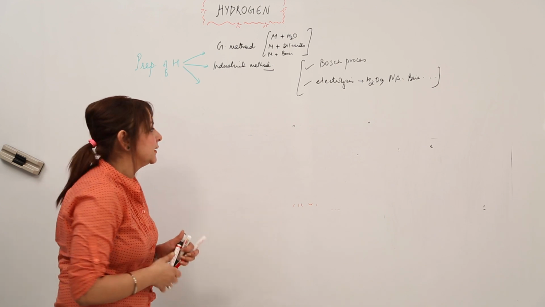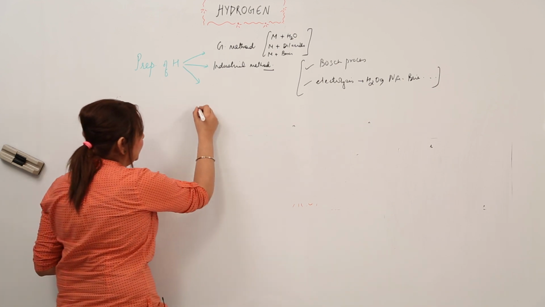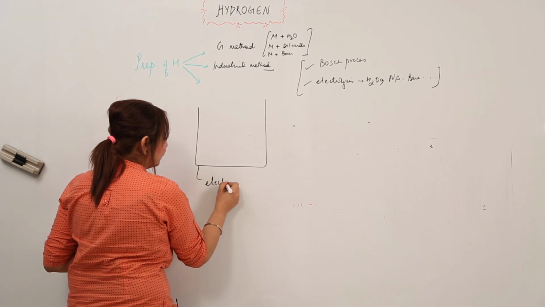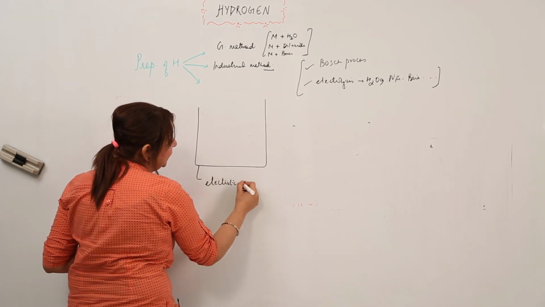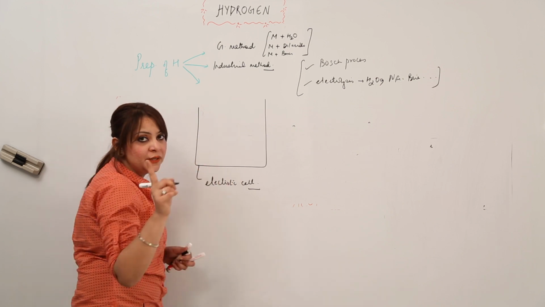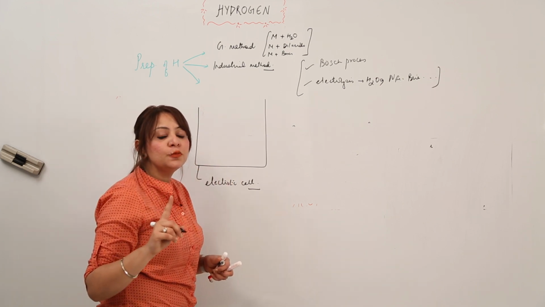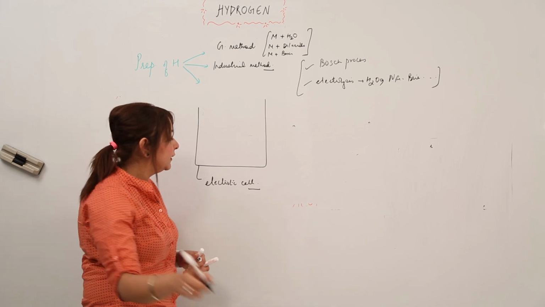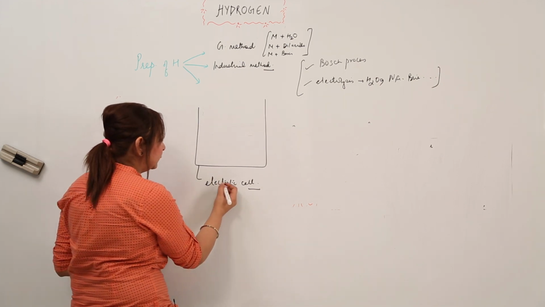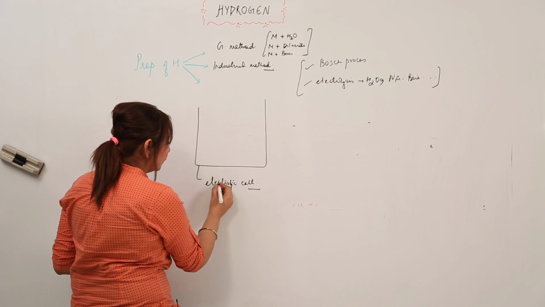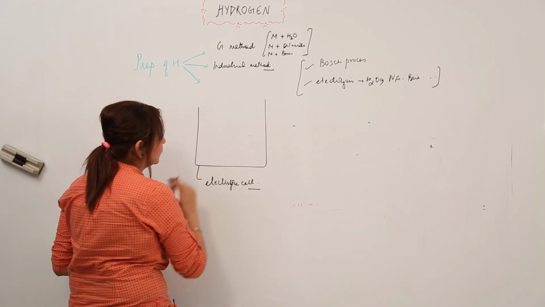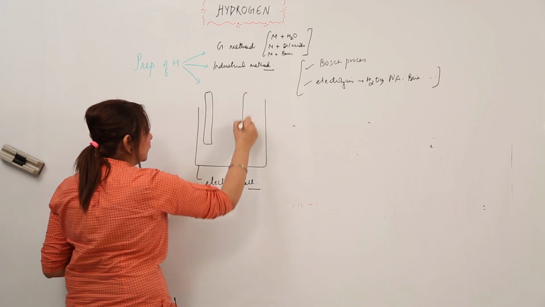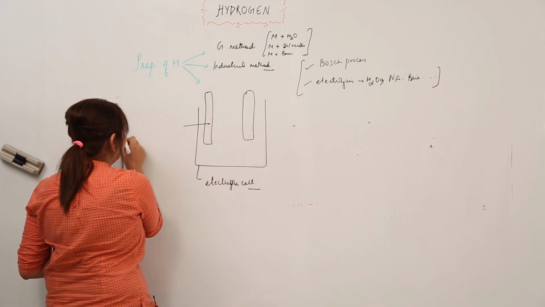What is electrolysis? In electrolysis, we use an electrolytic cell, right? It is also called a voltameter, not a voltmeter. A voltmeter is an instrument used to measure potential difference. I'm saying voltameter; it is another name for the electrolytic cell. So what do we have in it? We have the electrodes, right. So what are the electrodes?